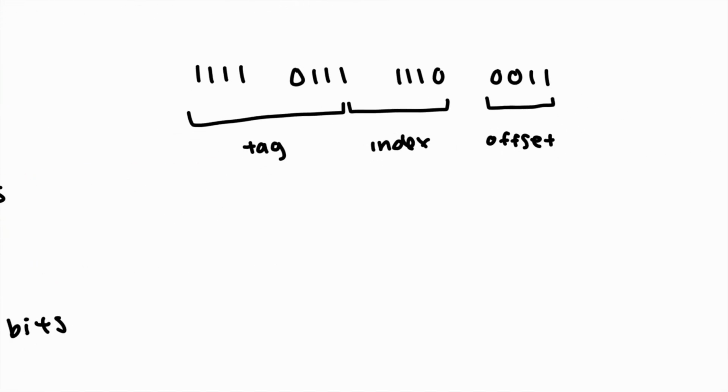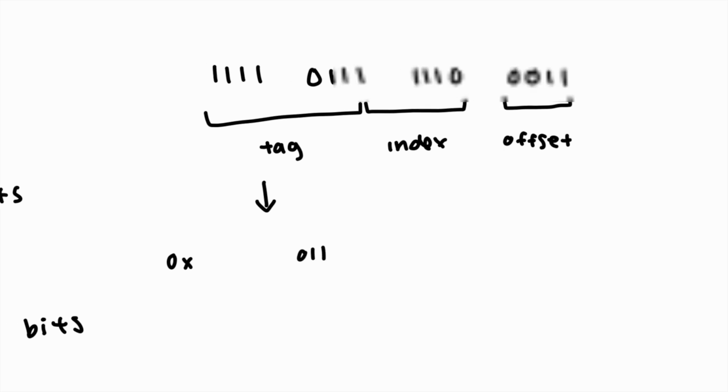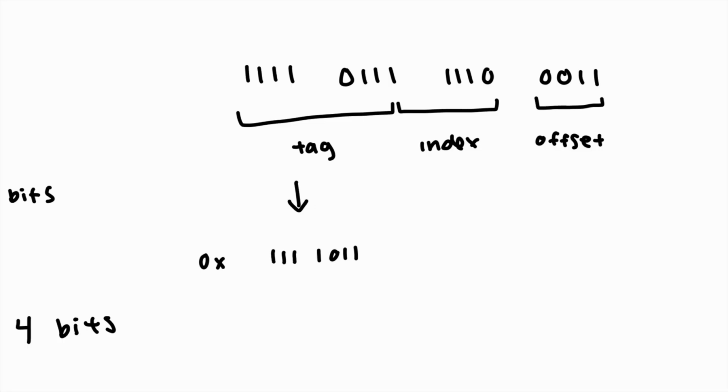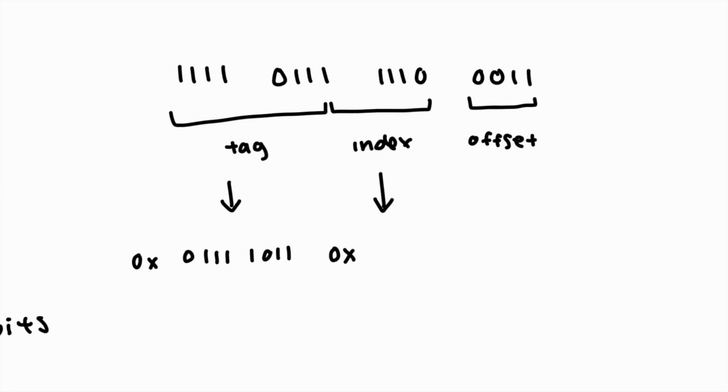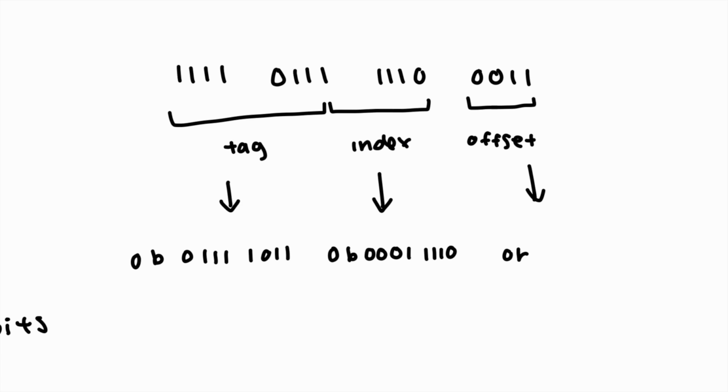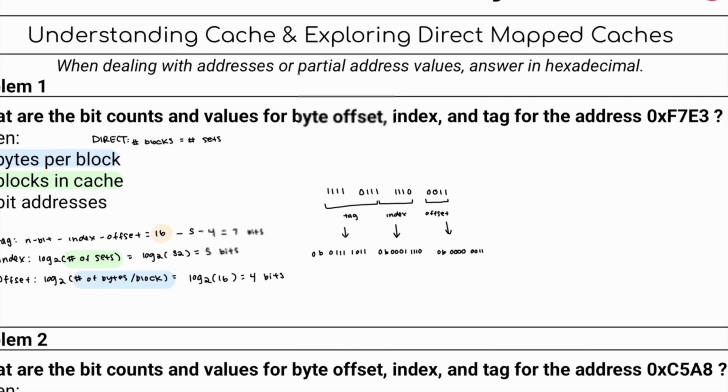Now, if we convert this to hex, the tag would look like 0x. We have 0, 1, 1 at the end, and then 1, and then 1, 1, 1, and then we have to pad with 0 in the front. So that would be our tag. Our index, which is only 5 bits, we want to pad with zeros in the front. Oh, sorry, this is binary, so 0b. We'll have 0, 1, 1, 1 on the right, and then 1, and then we pad with 3 zeros, 1, and then 0. And then the offset will be 0b 00000011, and I believe we need the answer in hexadecimal.